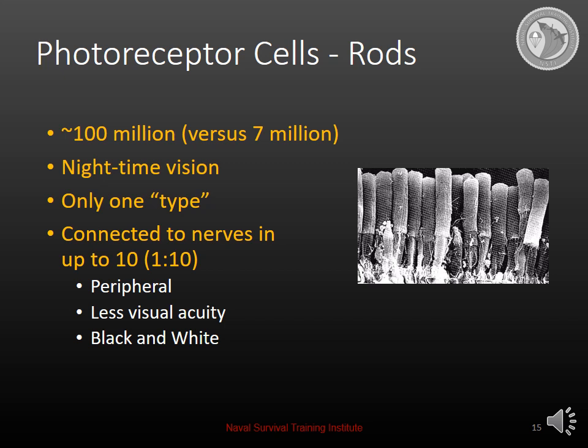You also have a lot more of those rod cells in the peripheral part of your retina. So you might look right at something and it's difficult to see, but if you look away, you still have an idea of where it is and what it's doing. We'll talk a little bit more about that physiological blind spot in a moment.